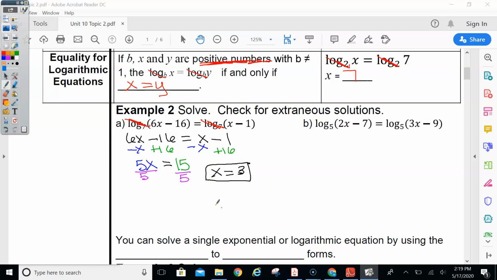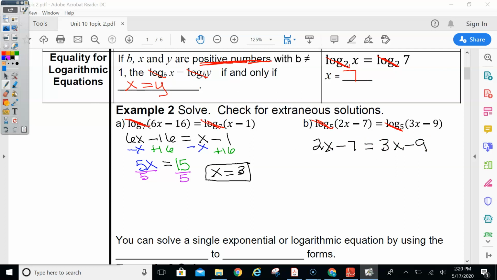Okay, so I'm going to come back and use this space in just a second. So right here, again, same thing. Bases are both log 5, so we cancel them out. And we set 2x minus 7 equal to 3x minus 9.